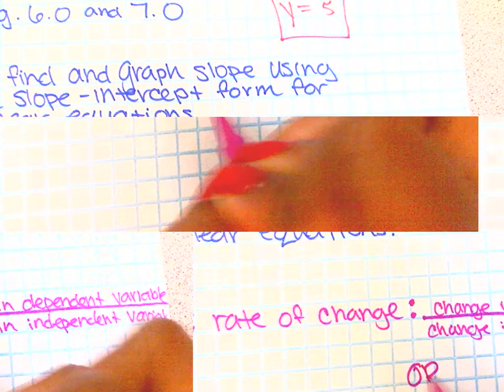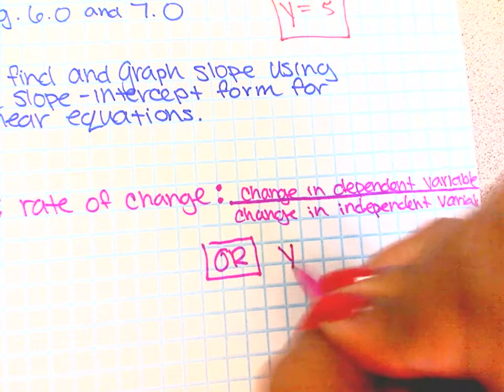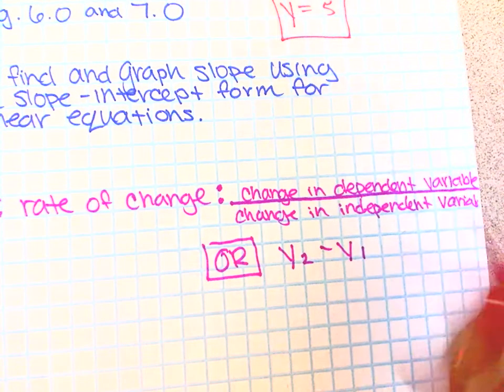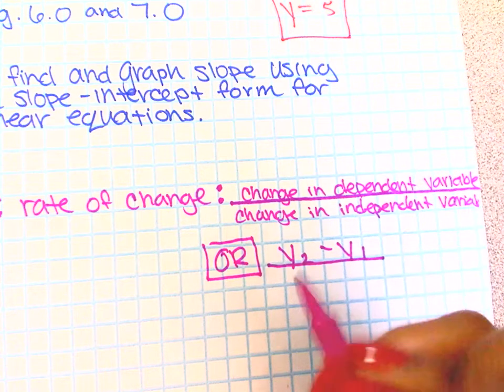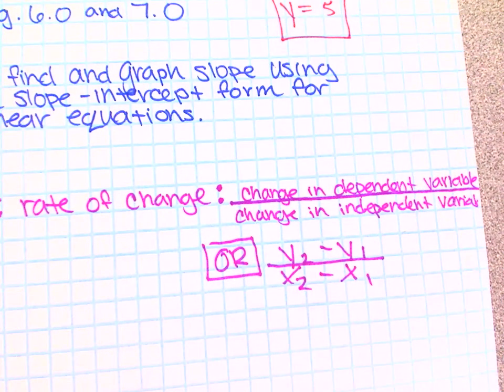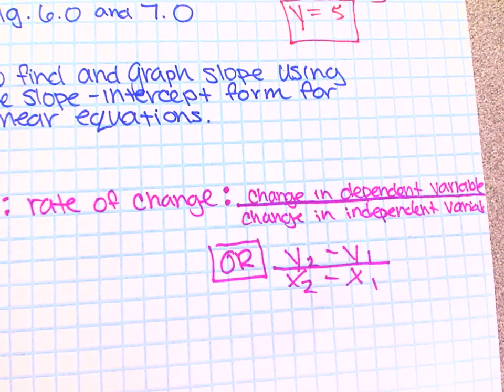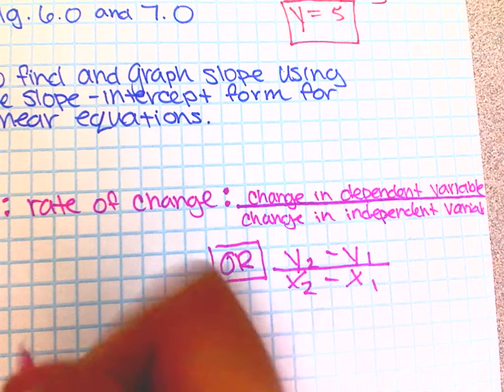I'm going to put or right here because I can write it also as y2 minus y1 over x2 minus x1. We're talking coordinates here. So the second y minus the first y of two coordinates over the second x and the first x. It'll make sense when we get there. Rate of change. The next word is slope.